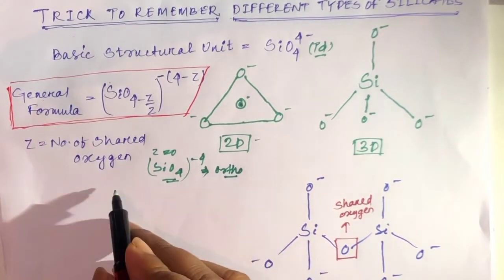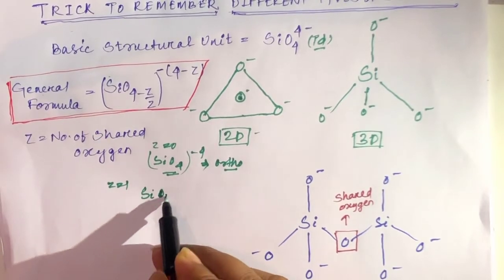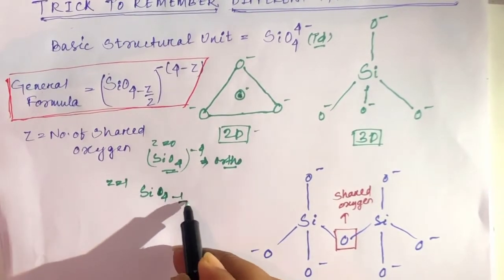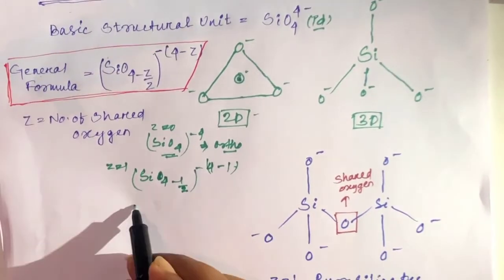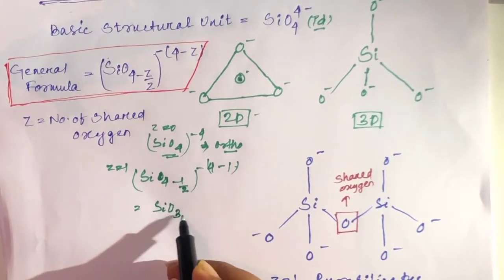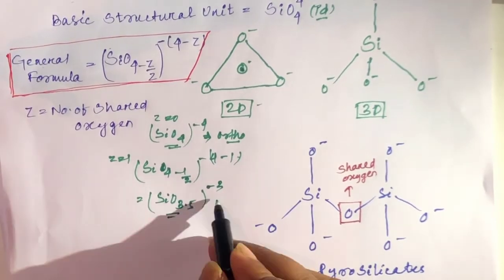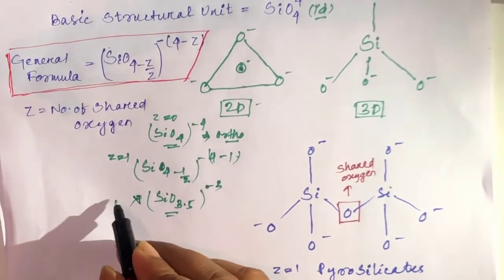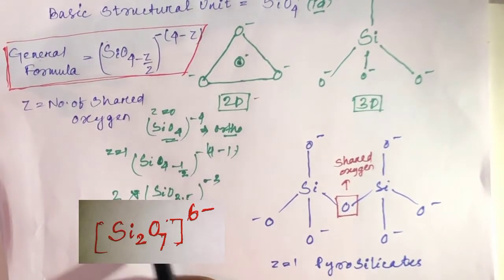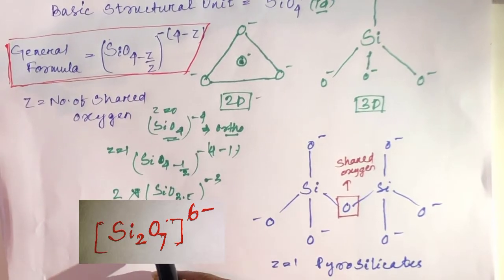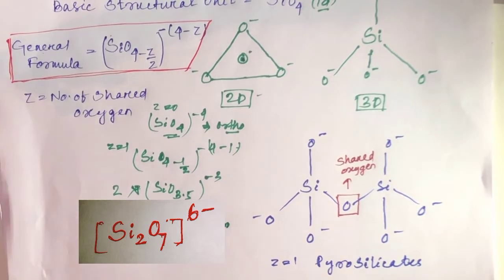If I put J equal to 1, this will be SiO4 with 1 upon 2 in the subscript and charge minus 4 minus 1. So this will be SiO3.5 and the charge will be minus 3. This is a fraction, so I multiply it by 2 and you get Si2O7 with charge minus 6. This will be the formula of pyrosilicate.